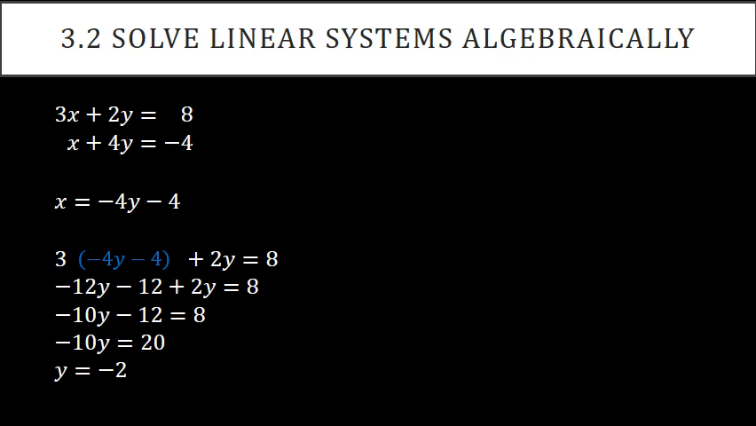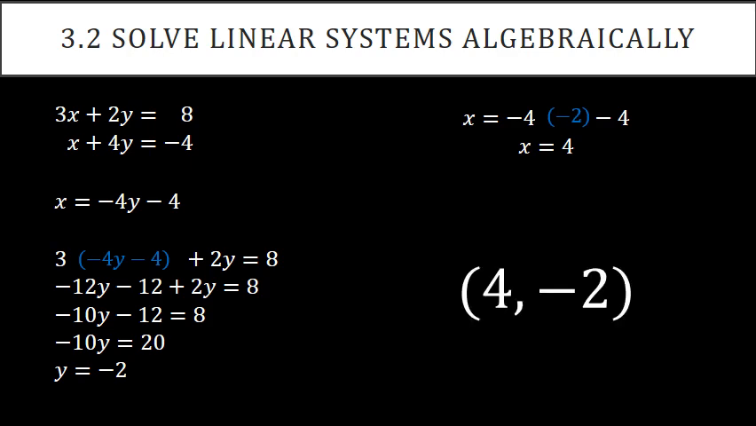Now that I know y is negative 2, I can fill it into the x equals negative 4y minus 4 equation. So I'll take that equation and replace y with negative 2. So x is 8 minus 4, or 4. So our answer, (x, y), is (4, -2).